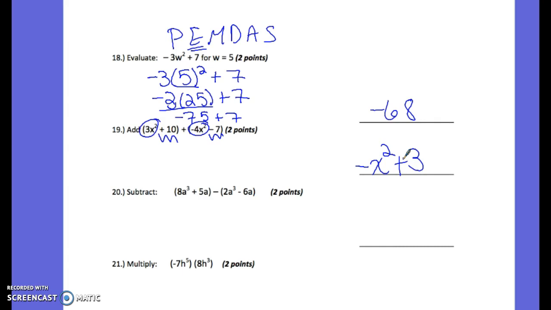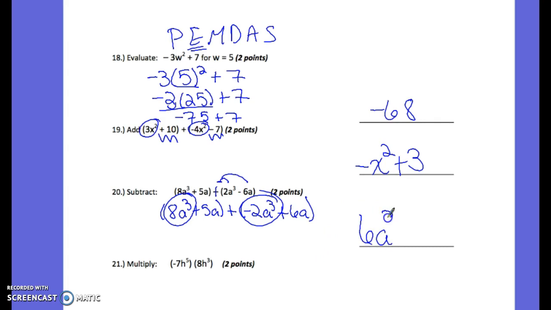We don't ever want to subtract, so for number 20, remember, change it to add the opposite and distribute and rewrite it. So you have 8a cubed plus 5a plus, distribute your negative, negative 2a cubed. The negative times the negative is positive 6a. So then you combine your like terms. 8a cubed minus 2a cubed is going to be 6a cubed. Positive 5a plus 6a is plus 11a.